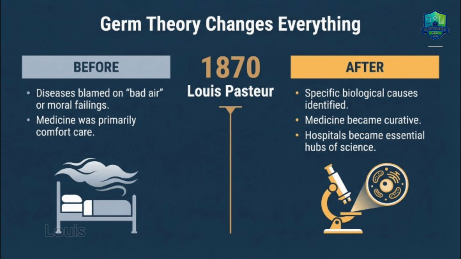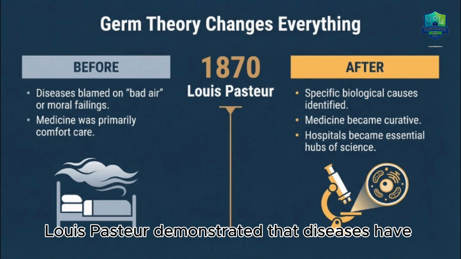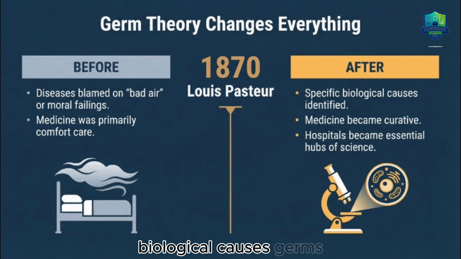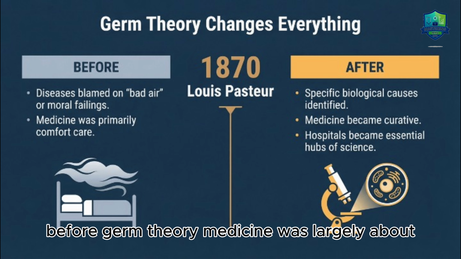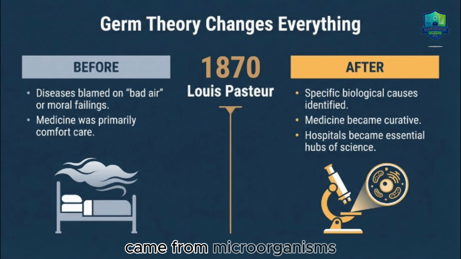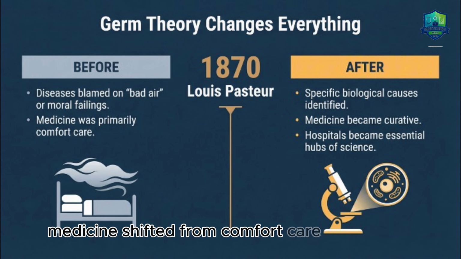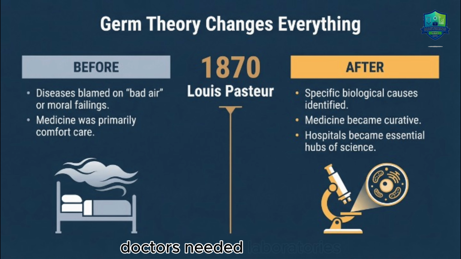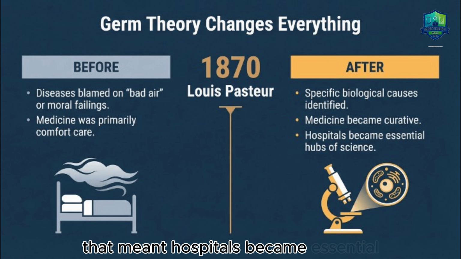In 1870, Louis Pasteur demonstrated that diseases have specific biological causes: germs, bacteria, pathogens. Before germ theory, medicine was largely about comfort. Physicians could ease symptoms, but they couldn't cure much. Diseases were blamed on bad air, moral failings, or imbalances in the body. Once we understood that infections came from microorganisms, medicine shifted from comfort care to curative care. Doctors needed laboratories, diagnostic tools, and centralized facilities to identify and treat disease. That meant hospitals became essential.